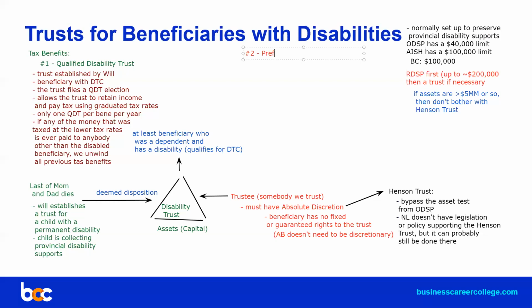Then my second tax benefit is what's called the preferred beneficiary election. We'll just do this, then we'll break for lunch. So the preferred beneficiary election, this is an older benefit. This has been around forever. With the preferred beneficiary election, what can happen here is the trust earns some income that would be taxable. It retains that income, but it passes the tax consequences on to the beneficiary.